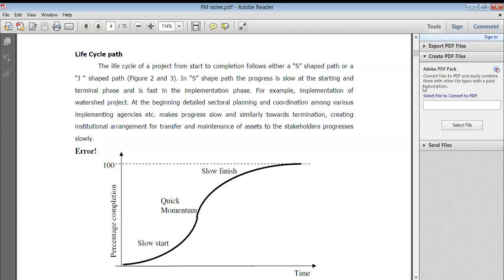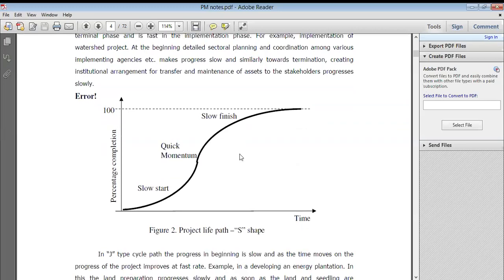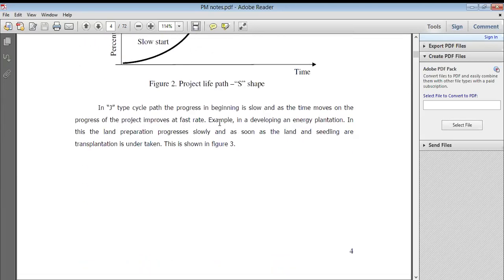So here we have seen the diagram of the S shape, right? When you start it's slow; the start point is here. This is the y-axis and this is the x-axis. The y-axis shows percentage of completion, and the x-axis shows time, right? So when we start it's slow, then there is quick momentum, and it's a slow finish, because we need some approvals, some connectivity, and some technical issues to be resolved to complete the project. That's an example. Now, in the J shape, what happens? The J shape path.